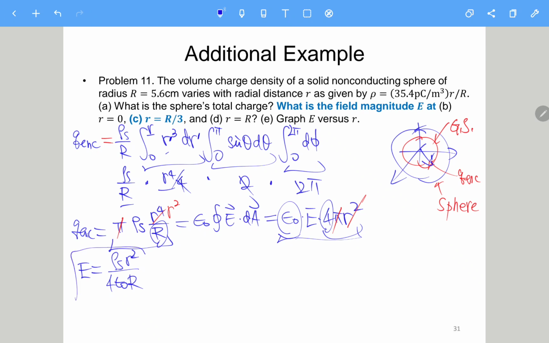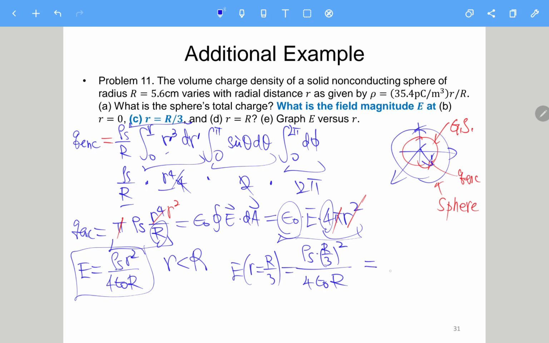So this is the expression when r is smaller than capital R. Okay, so here in this question we need to evaluate at r equals capital R over 3. So here we can just plug in r equals capital R over 3. So it becomes rho s times (capital R over 3) squared over 4 epsilon naught capital R, and then do the cancellation. It becomes 36 epsilon naught, R square and R can be cancelled. So it turns out to be rho S capital R.